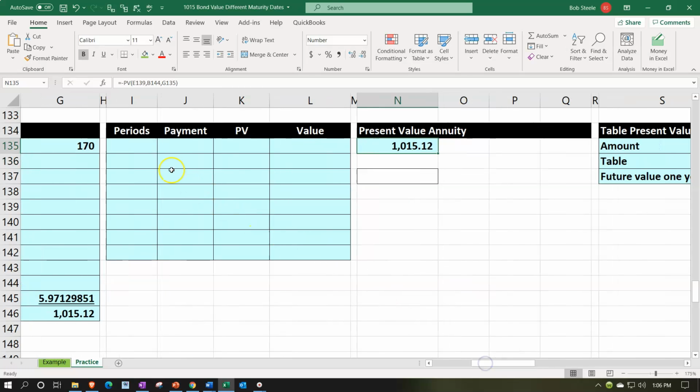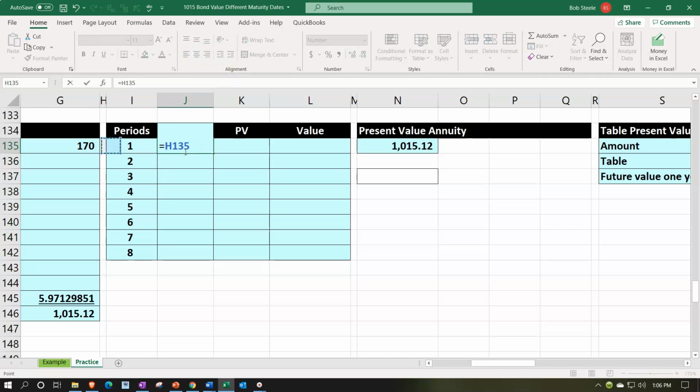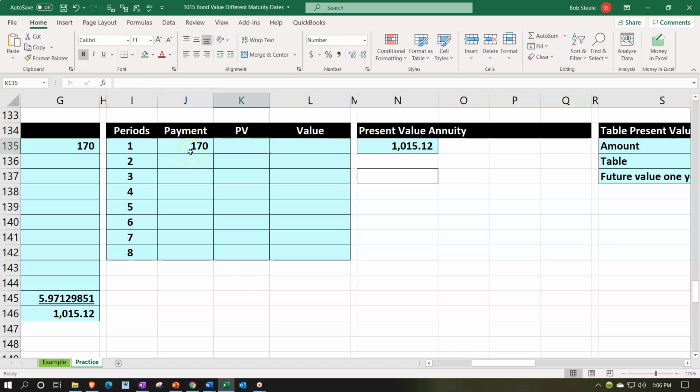Let's break this down into a series of present value 1 payments. 1, 2, selecting those, grabbing that handle, Phil's handle, and dragging Phil's handle down. And then home tab, numbers, and center. And then the payment's going to be 170 per period. We'll bring this back 1 period at a time. That's how we'll do it. Just 1 at a time.